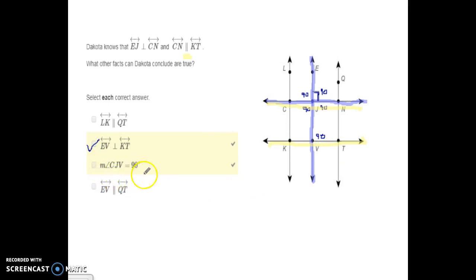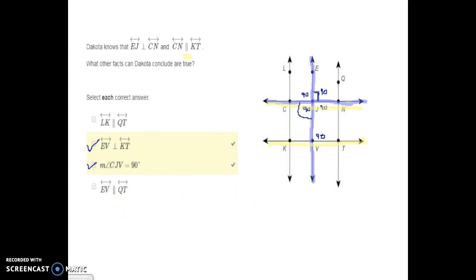Then they ask here the measure of angle CJV. So CJV is this angle right here, and that equals 90. And we talked about that at the beginning, that if this one's 90, all four of those have to be 90. So we can tell that from the information given.